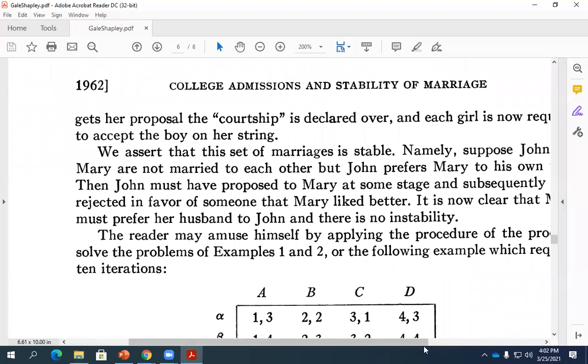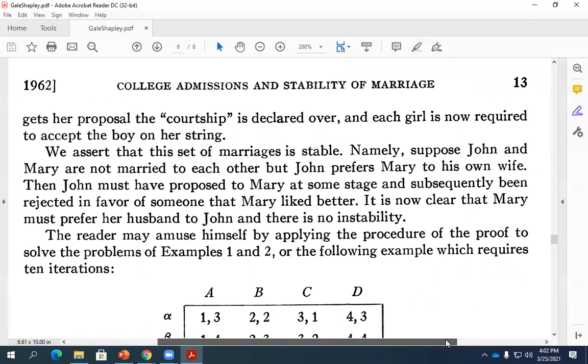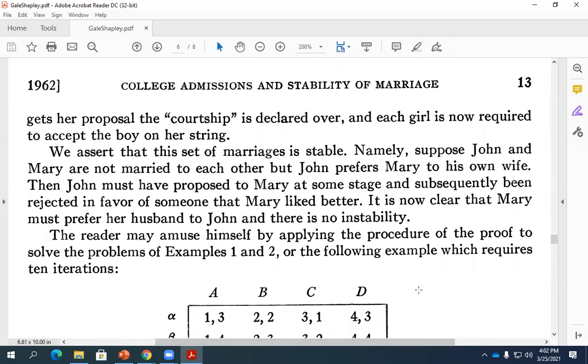Why are the marriages stable? We assert that this set of marriages is stable. This is on page 13, which is basically the seventh page or so. Namely, suppose that John and Mary are not married to each other, but John prefers Mary to his own wife. Okay? John prefers Mary to his own wife. You understand what I'm saying here?